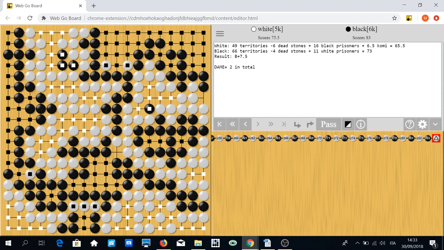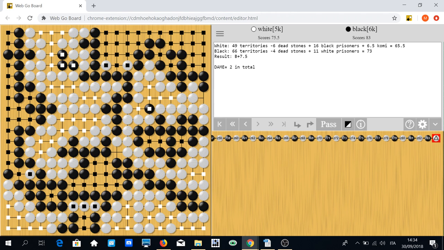So 49 minus 6, then you have to add 16 black prisoners. During the game, you didn't see that, it's impossible. White captured 16 black stones. So white has 16 black prisoners. That adds up to 16 points. To this, you have to add 6.5 komi, as we discussed before in the previous video. So it practically gives a 65.5 score.